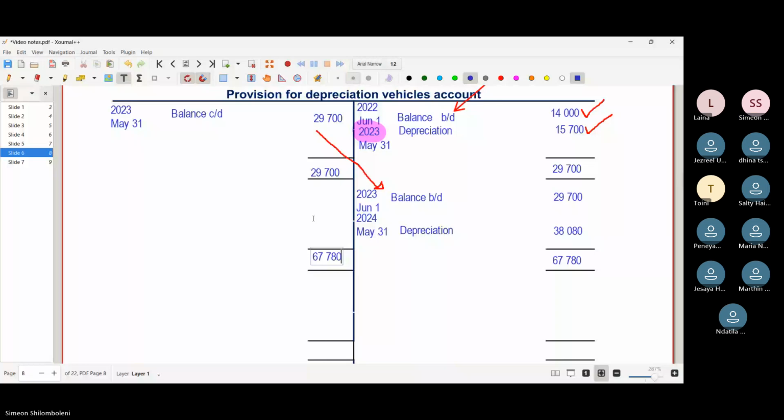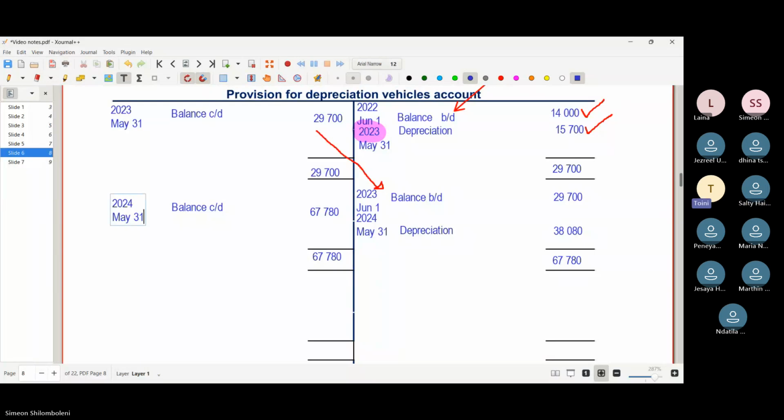What do I do next? You can write your balance carried down on the other side. So I must write here balance carried down, and then the amount of 67,780. And then your date, which is the 31st of May 2024. Okay, what do I do next?